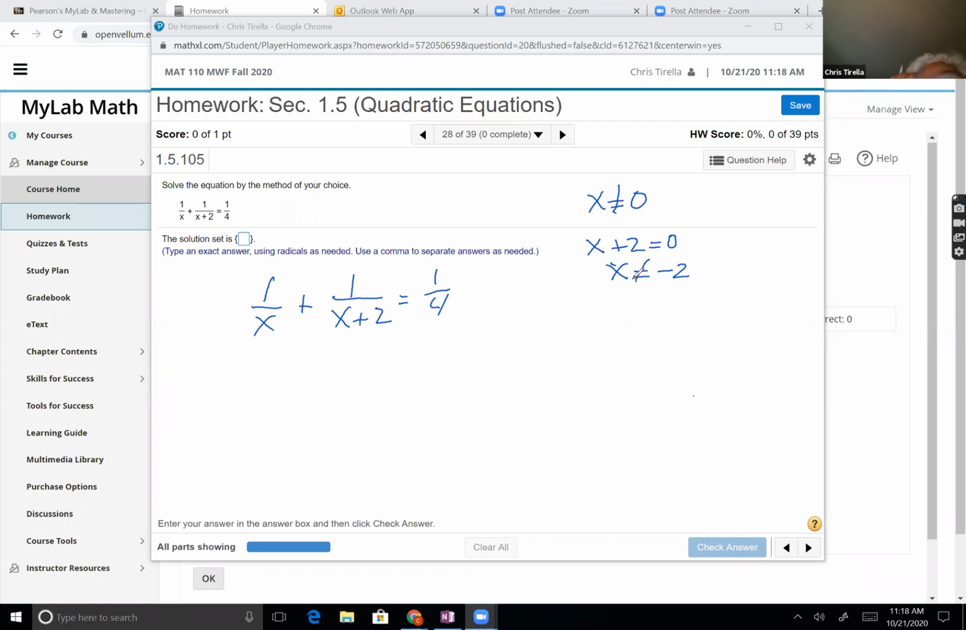Next, because this is a fractional equation, I find it easiest if I get rid of the fractions before I begin. And so my lowest common denominator: I have 3 different denominators and they have nothing in common between them factor-wise. So I'm going to just multiply and get 4x times x plus 2. Now, the reason I can use this to clear the denominators is because I'm going to multiply both sides by the same thing.